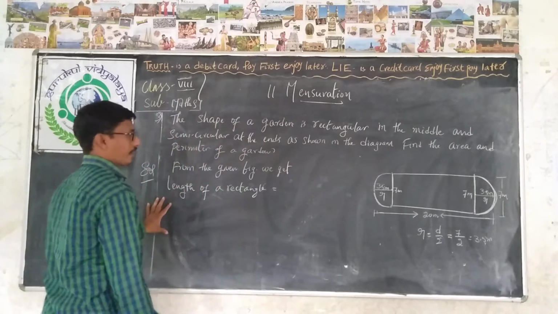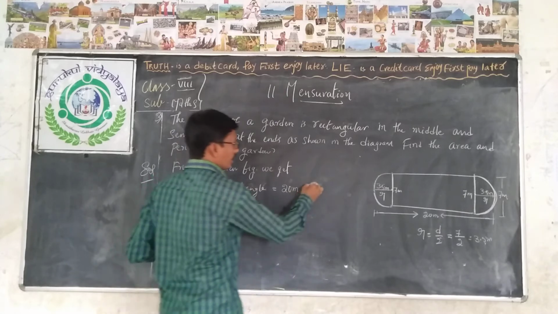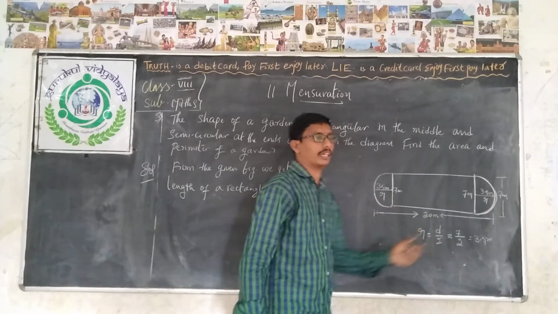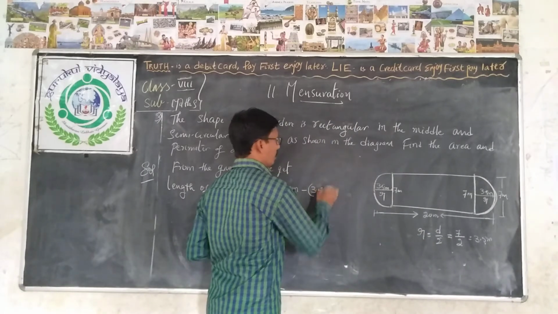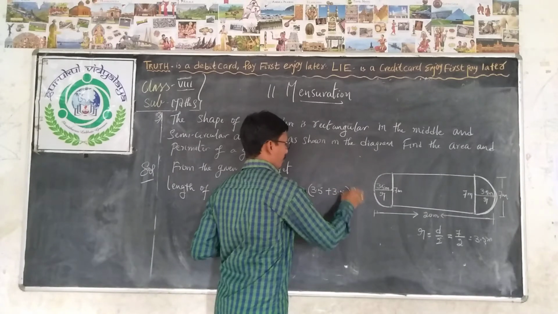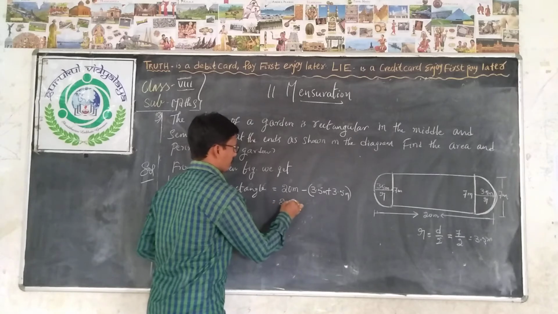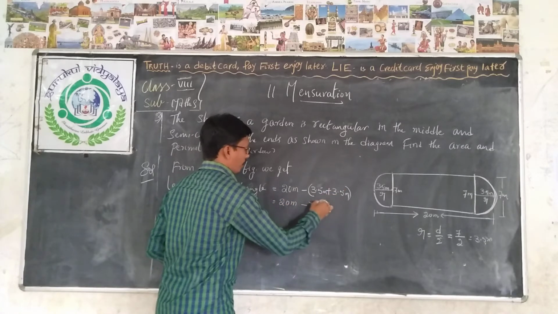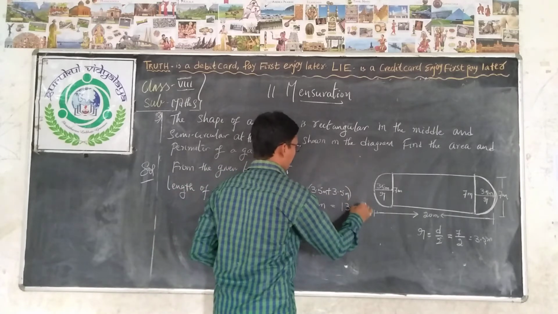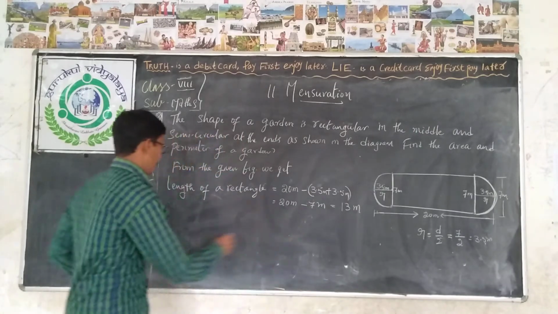The length of the rectangle is totally 20 meters. I am removing these 2 radii, so I will get the perfect length of the rectangle. That means 3.5 on one end and 3.5 on the other end. So 20 meters minus (3.5 plus 3.5), which is 7 meters, equals 20 minus 7, 13 meters. What is the length of the rectangle? 13 meters.